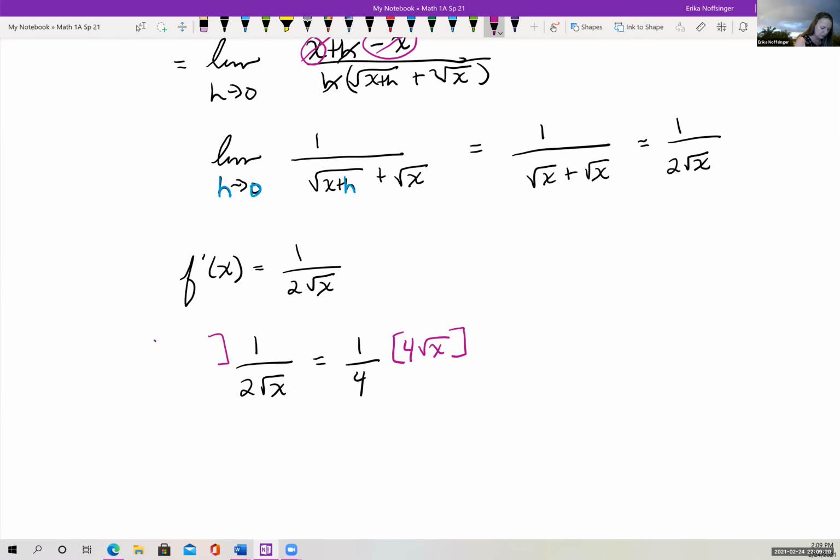If we multiply something on one side of the equation, we have to also do it to the other side. So notice that on the left-hand side, 4 square roots of x times 1 over 2 square roots of x: the square roots of x cancel and 2 goes into 4 twice, so we're just left with 2. And then on the right-hand side, notice our 4's cancel here, and we're just left with the square root of x.